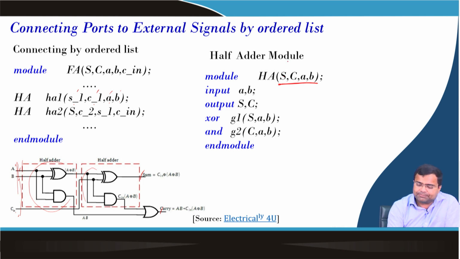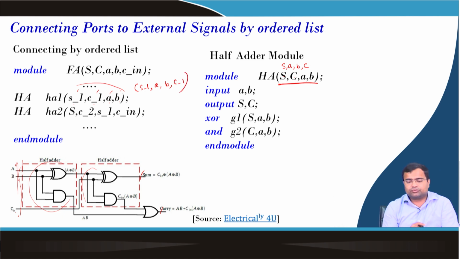S, C, A, B. That means, if you write, let us say, first sum, then A, then B, then carry, then you have to change this also. In this case it will be S1, then A, B, then C1. So, you have to change. This is instantiating a module by its sequence order list, but this may be difficult if we have multiple inputs. How their sequence is connected is difficult, but we can always remember S stands for sum, C stands for carry, like this. You can have many such signals.